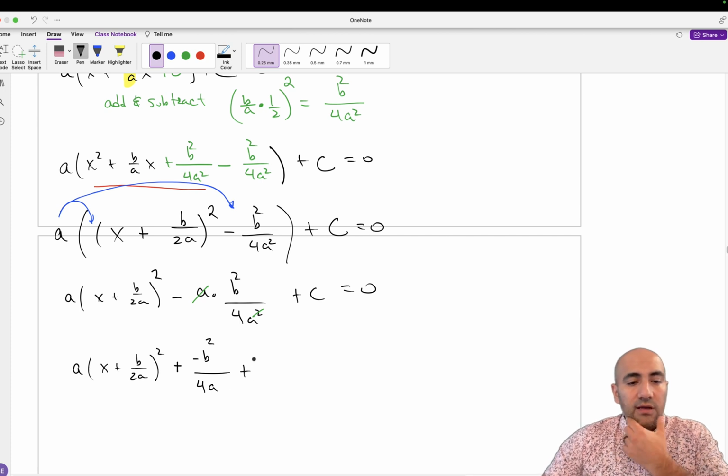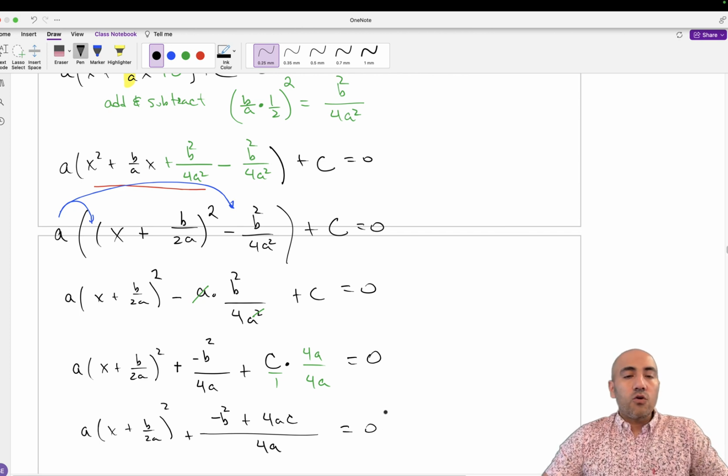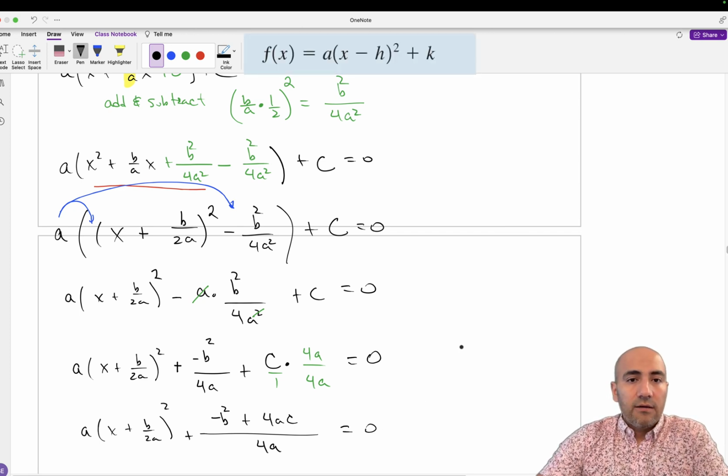And then kind of thinking ahead, I'm going to combine these fractions. So I'm going to multiply it by a 4a over 4a so that these two have a common denominator of 4a. And then I can combine them into one big happy fraction. I'm going to do that right here. So this would be a times x plus b over 2a squared. And this is going to be one big happy fraction where I have this minus b squared plus 4ac divided by 4a, plus, equals 0. Okay, and so this is the vertex form. It's really ugly, but it's the vertex form.